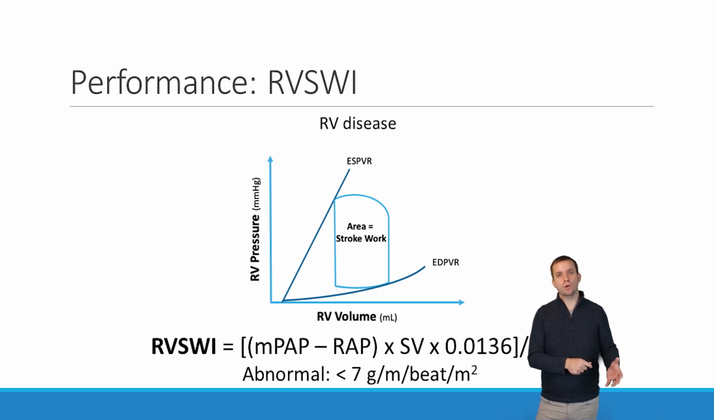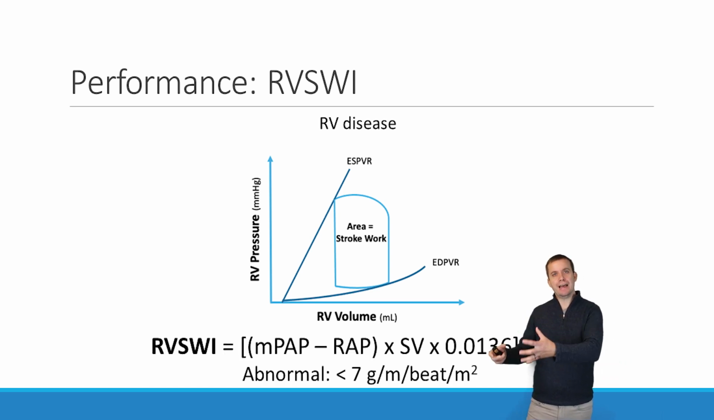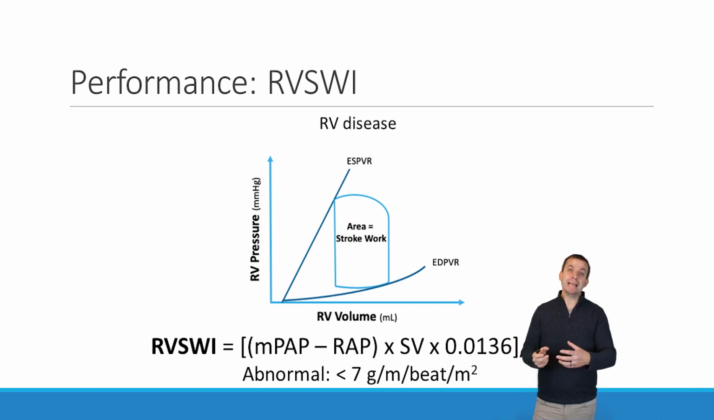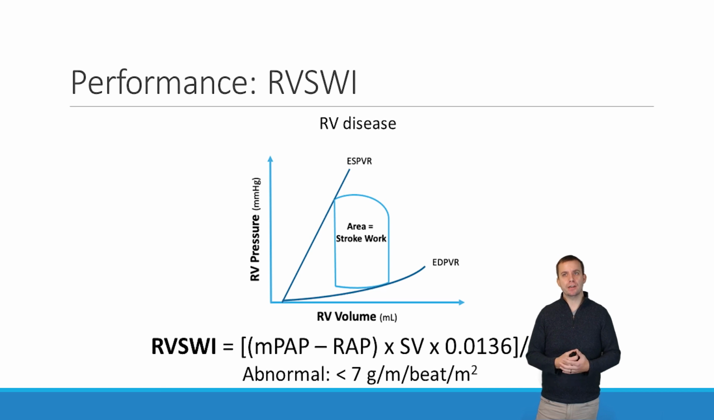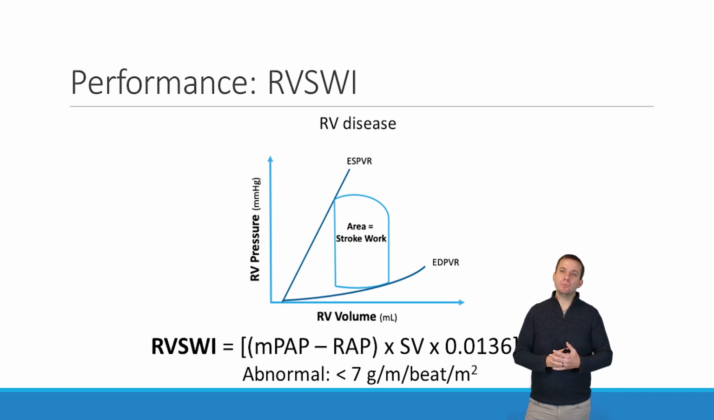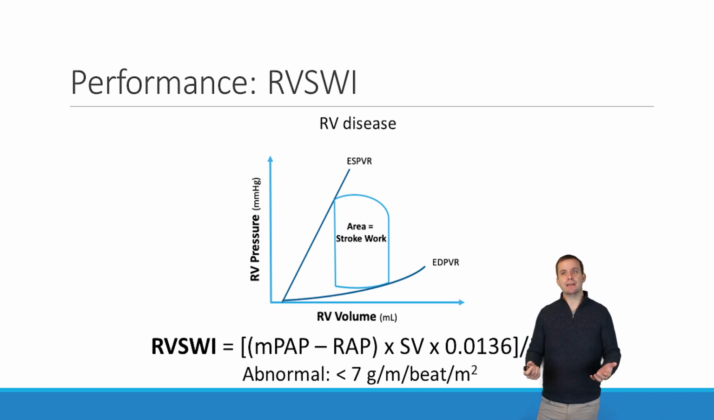Right ventricular stroke work index is the pressure after the right ventricle, which is your mean pulmonary artery pressure, minus your pressure at the beginning of it, which would be your right atrial pressure, times stroke volume, times 0.0136, and then you divide it by body surface area to get the index. Abnormal is going to be less than 7. So if your right ventricular stroke work index is less than 7, then you know you have some sort of RV contractility issue.